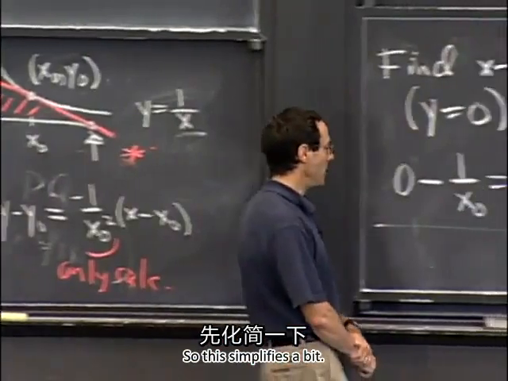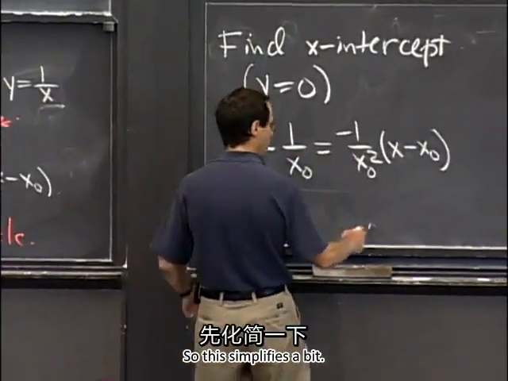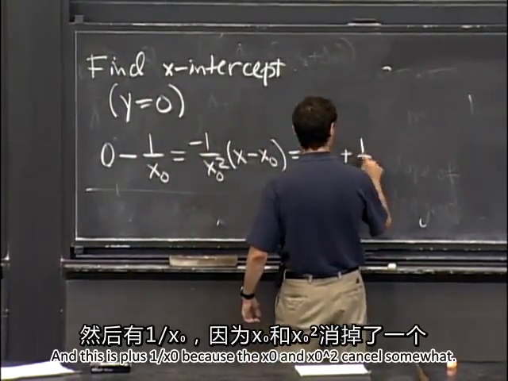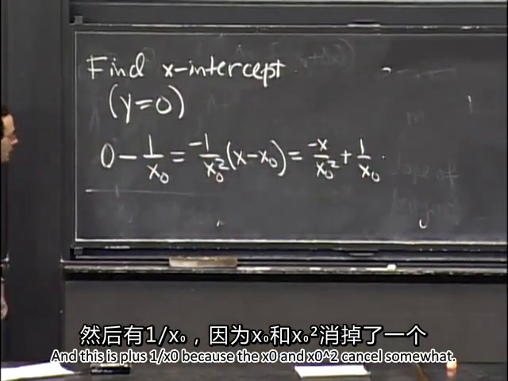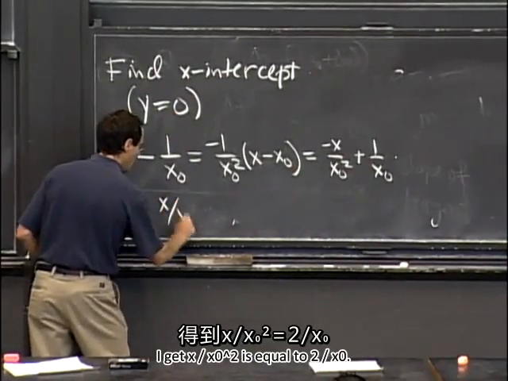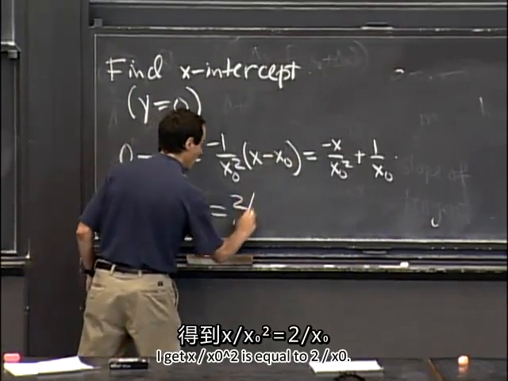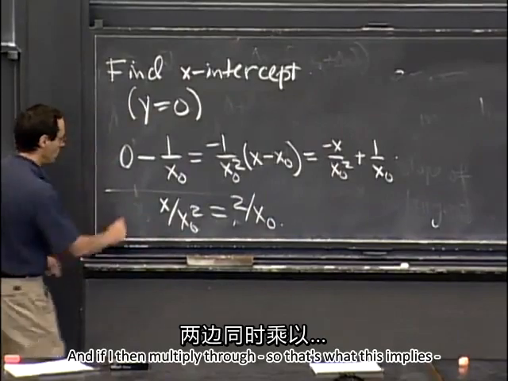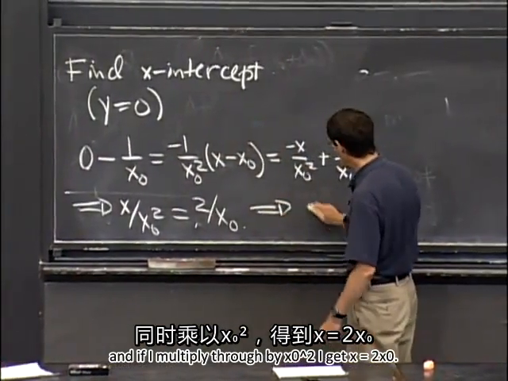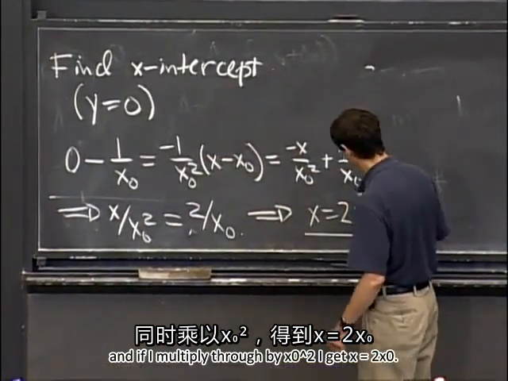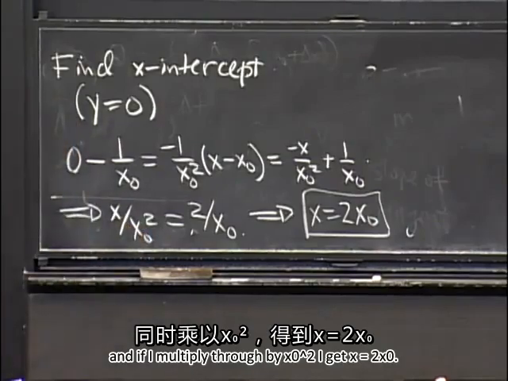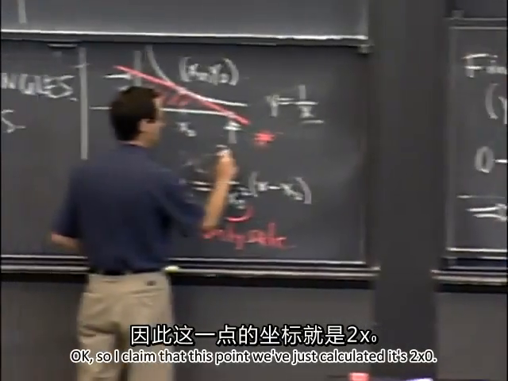So this simplifies a bit. Let's see, this is minus x over x0 squared, and this is plus 1 over x0, because the x0 and x0 squared cancel somewhat. And so if I put this on the other side, I get x divided by x0 squared is equal to 2 over x0. And if I then multiply through by x0 squared, I get x is equal to 2x0. Okay? Okay, so I claim that this point we've just calculated, it's 2x0.